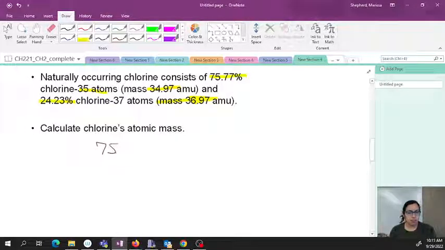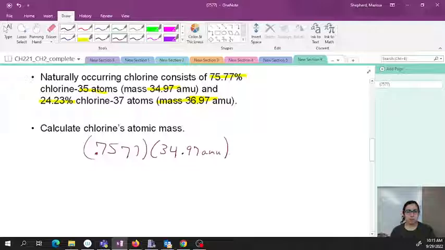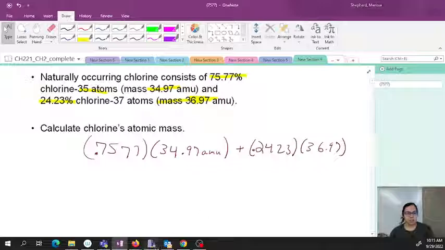So, and then we have to convert this percent to a decimal, so 0.7577, so that's our fraction, right? Times our mass, so our mass 34.97 AMU, plus, and again, luckily chlorine only has 2 isotopes, so this isn't too terribly painful. So converting this to a decimal, 0.2423 times our mass. And so now we just have to punch that in.